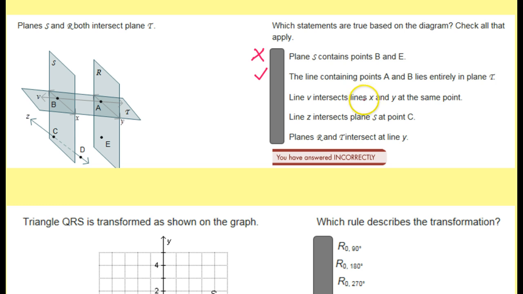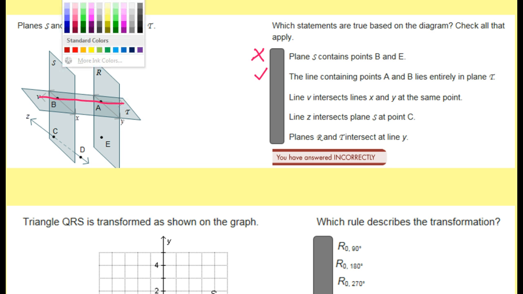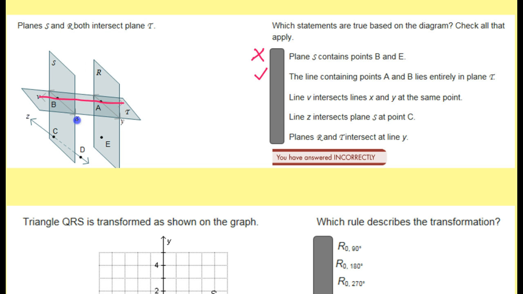Alright, line V intersects lines X and Y at the same point. So we're talking about three lines, V, X, and Y. So let's find them. So here's line V, right there. Let's see, where's line X? See the X? Here's line X, right there. And that just leaves line Y. Well, here's line Y down here. Do those all three intersect at the same point? No.